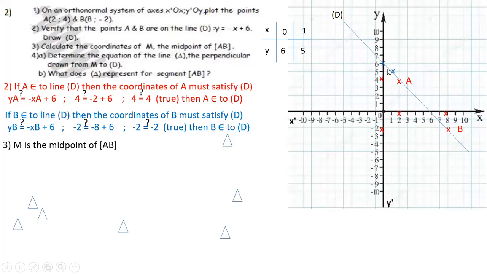I want you to see something. After we have drawn D, A is on D and B is on D. Both A and B are on line D. They belong to line D.